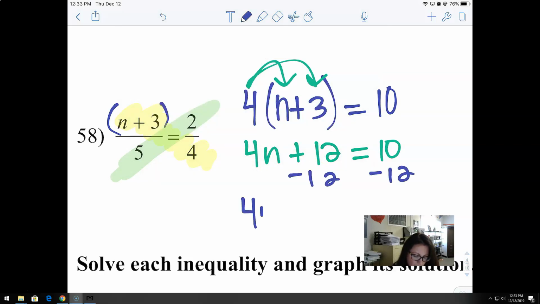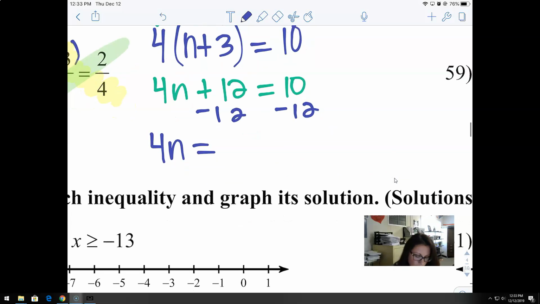So I get 4n equals 10 minus 12, which equals a negative 2. And now I'm going to divide both sides by 4 to get n by itself. And I get n equals negative 2/4, which simplifies to negative 1/2.